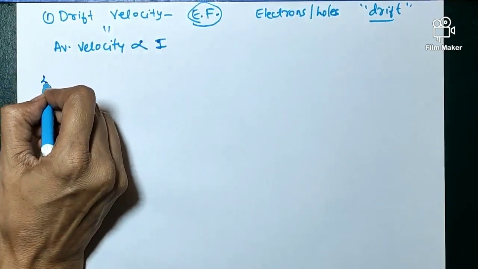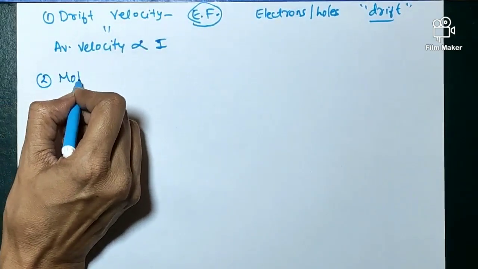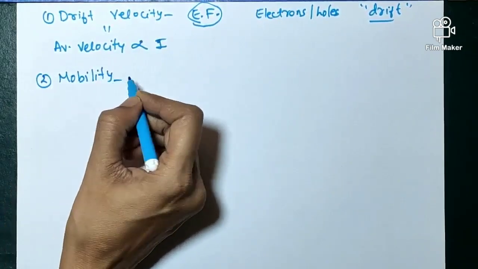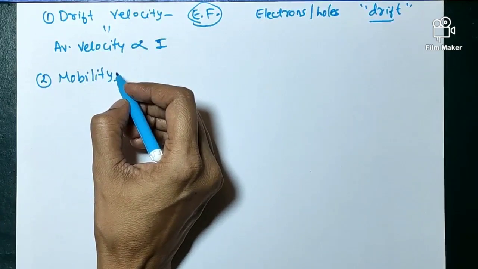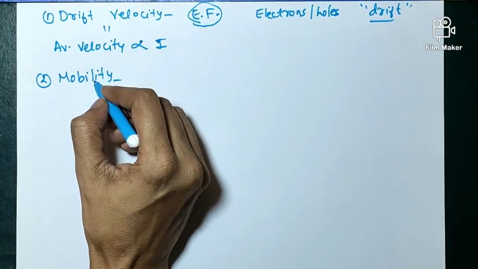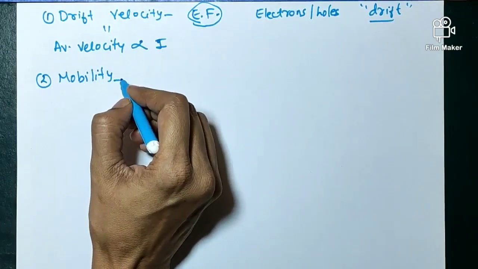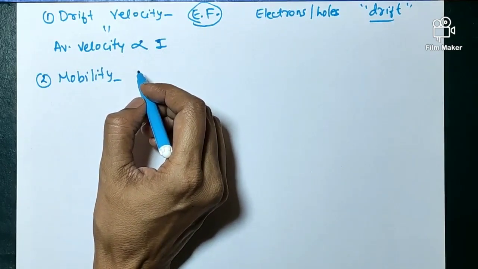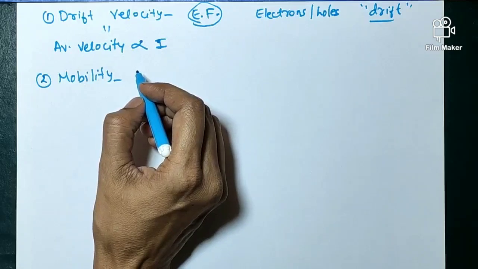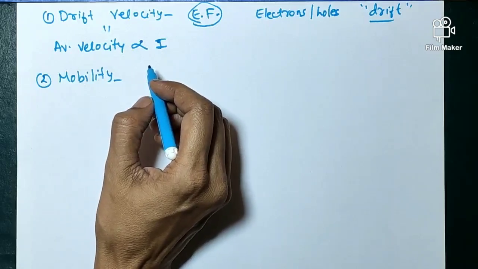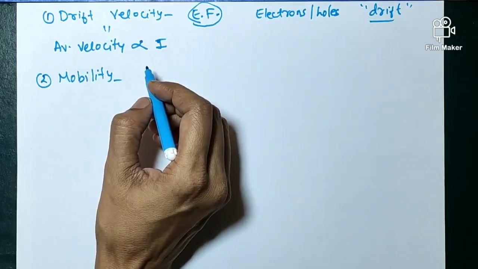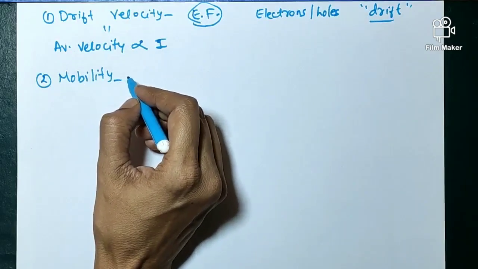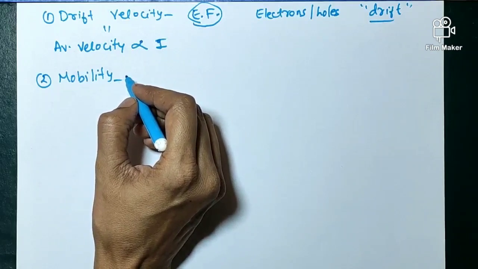And one more parameter is mobility. So what do we mean by mobility? Mobility is a measure of how quickly an electron can move through a semiconductor in the presence of an electric field. Suppose an electric field is applied to a semiconductor. Here mobility measures how quickly an electron can move through it.